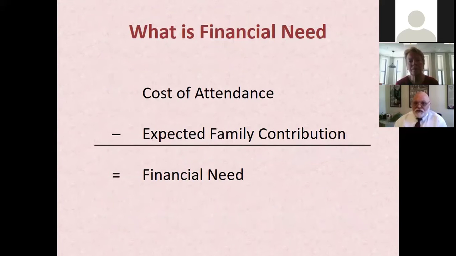This defines what financial need is, and this is what we do in a financial aid office on a very, very basic level. We start with that cost of attendance number, both direct and indirect expenses. We subtract the expected family contribution, which is the result of filing the FAFSA, and what we're left with is financial need. And that's the number that we're trying to meet as close as possible for families.